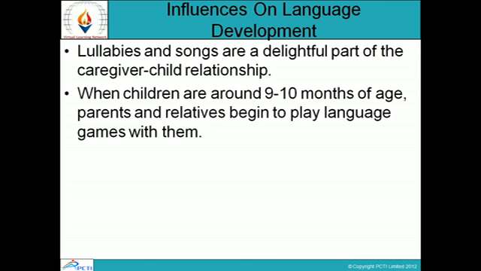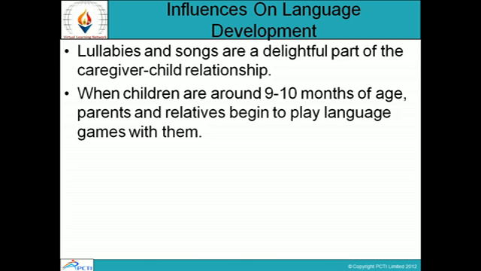So influences on language development. Remember, lullabies and songs are a delightful part of the caregiver-child relationship. Whenever a child is sleeping, a lullaby or different songs are sung to make the child happy, so that the child can also fall asleep and be peaceful.